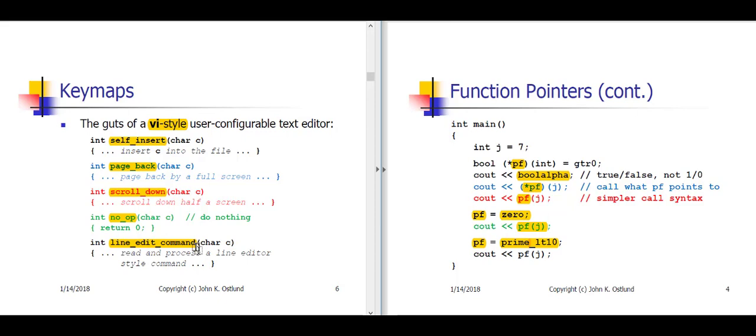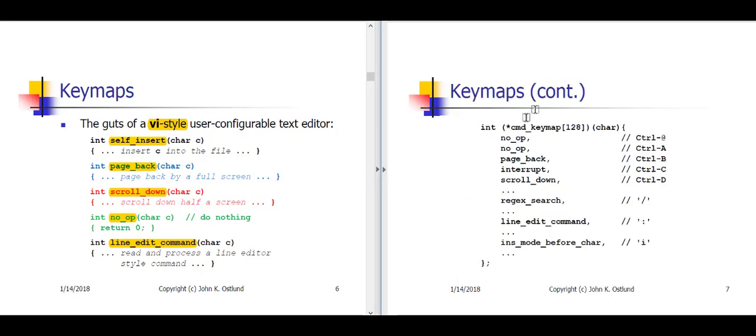Okay, we've been careful to define all of these functions to have the same interface. That is, all of these functions take a char as an argument and return an int as a result. And so now we can create for ourselves something called a key map, which maps each character in the ASCII character set into some action to be performed.